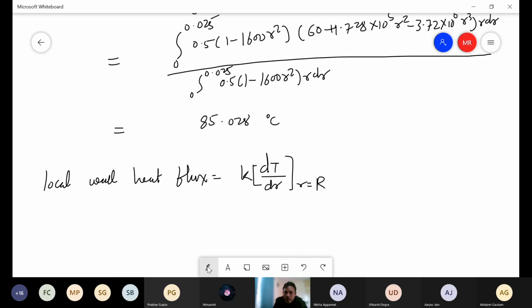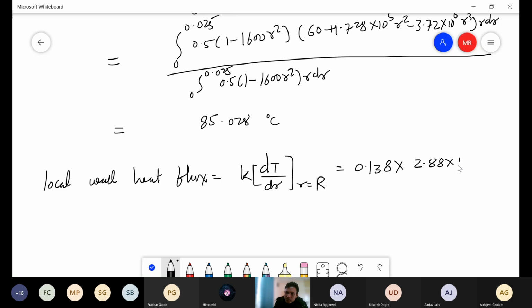In this case, the thermal conductivity is again given in the problem. So 0.138 into 2.88 into 10 raised to power 3. What you are going to get is 397.4 watt. Is it clear to everyone?